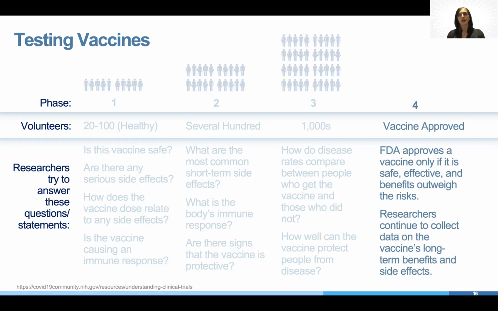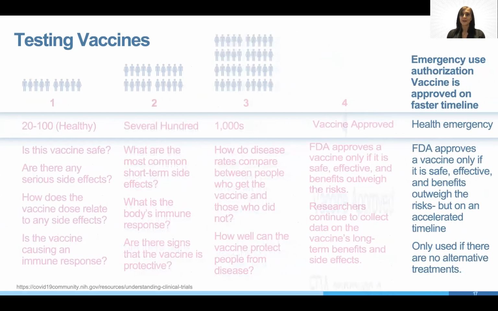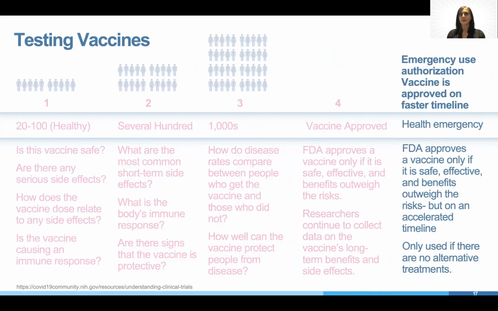Now, phase 4 is when the regulatory bodies go through all of the data, including what happened during the trials, as well as afterwards, to study any side effects. What happens in a pandemic is an EUA, an emergency use authorization, where a vaccine is approved on a faster timeline. And this is only used if there are no other alternative treatments available.